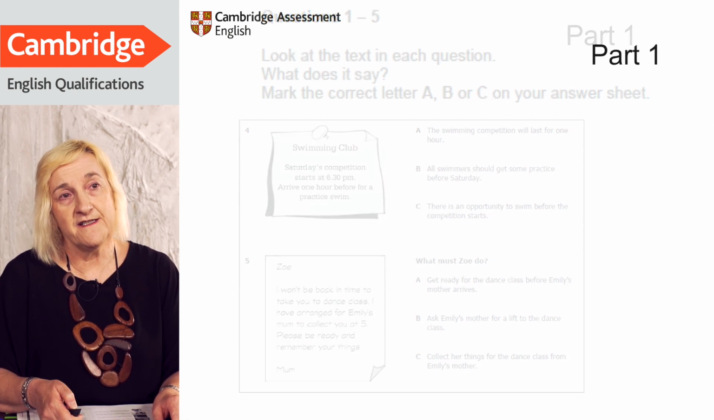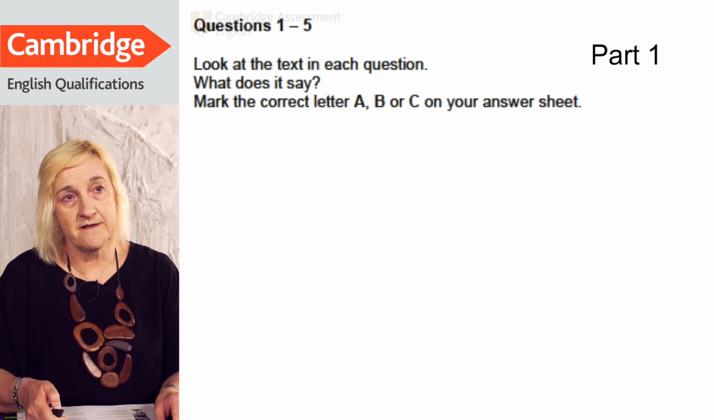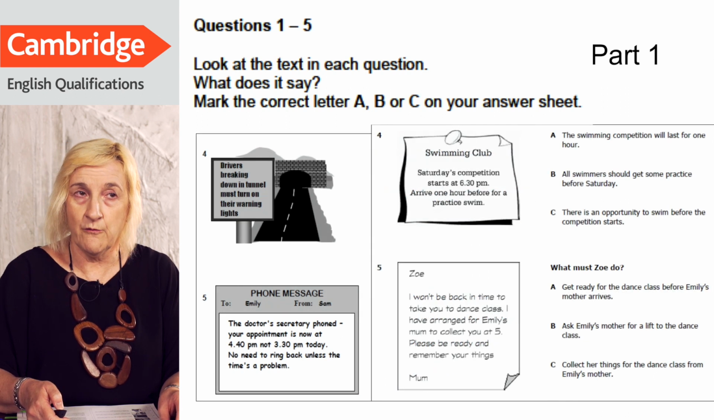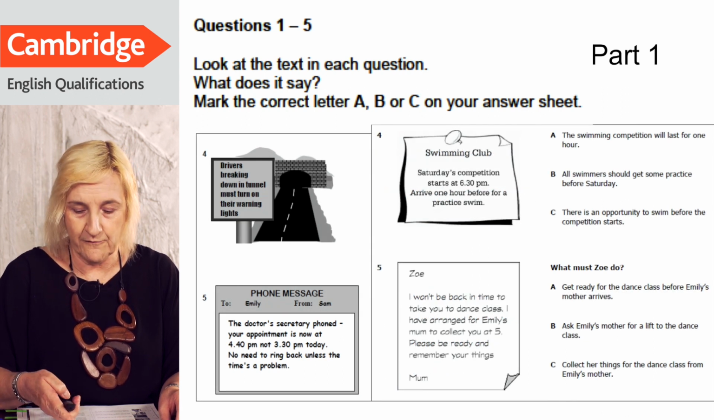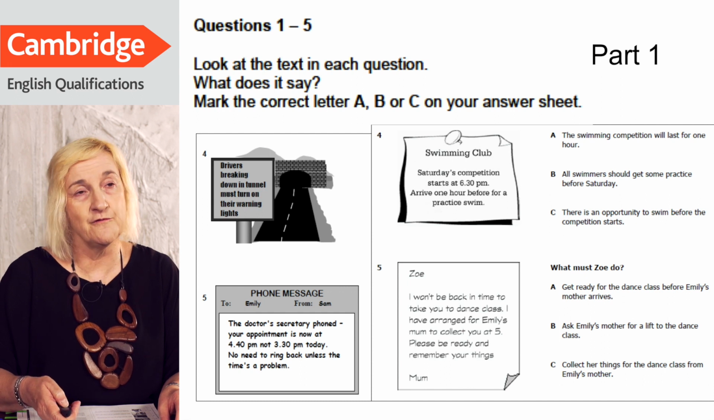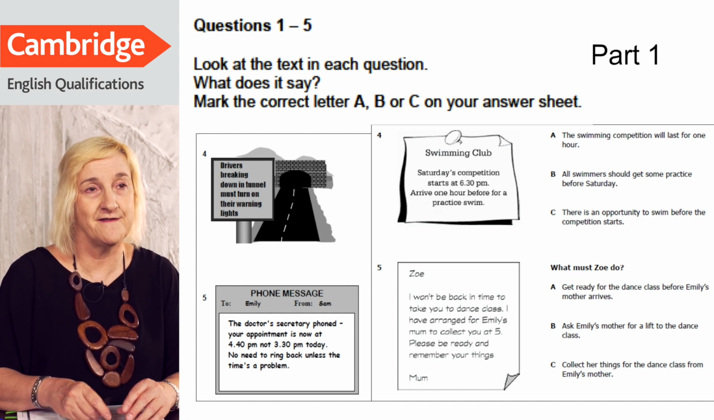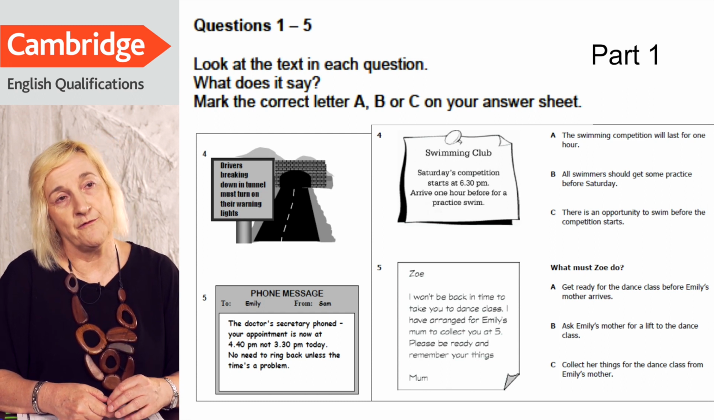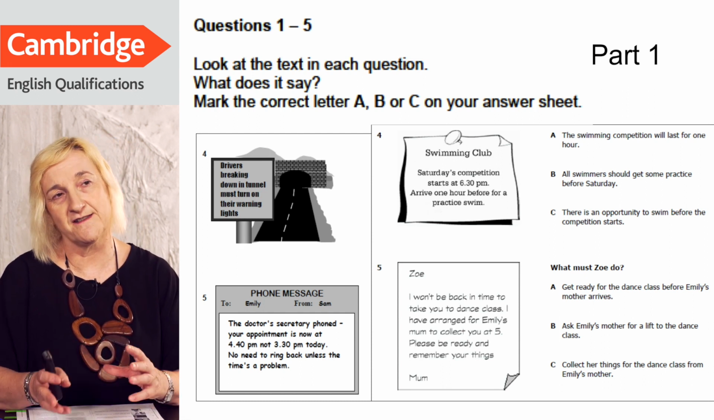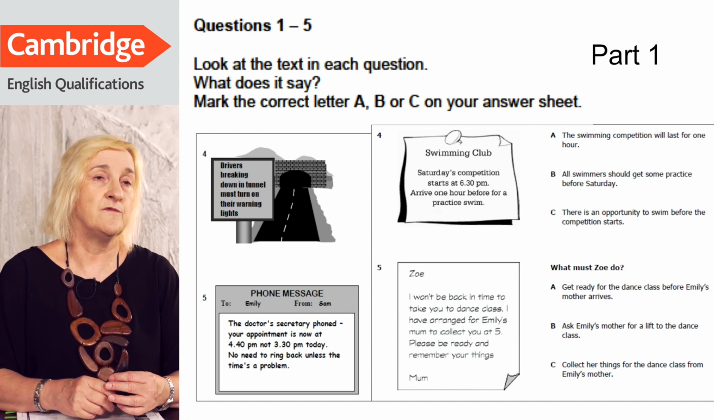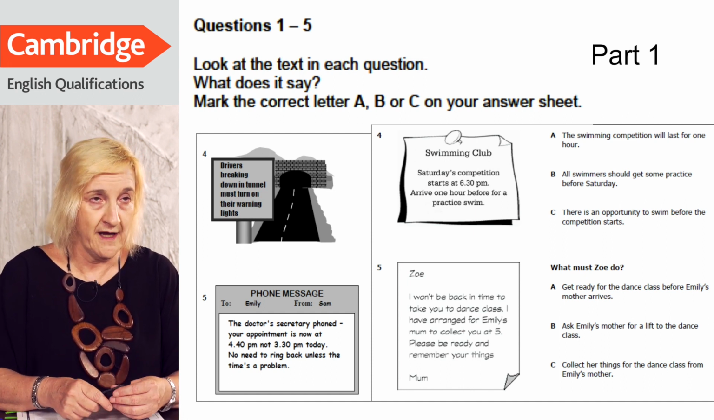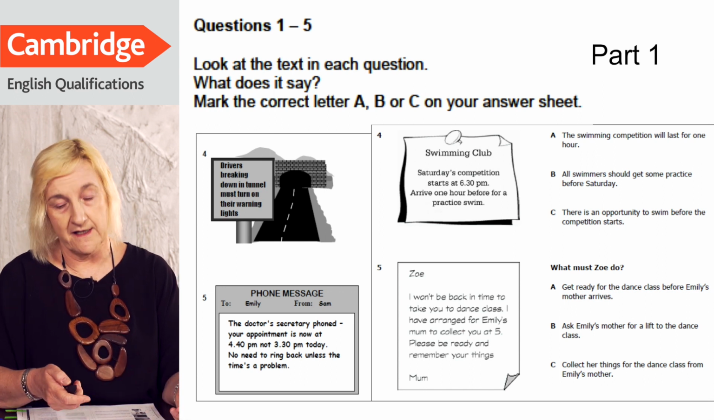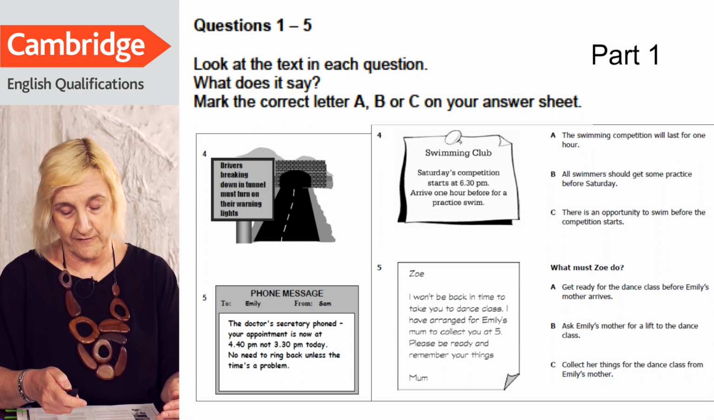Now, we have seen 2 examples, and one of them, of course, is from B1 Preliminary, and one is from B1 Preliminary for schools. You see the one on the left is B1 Preliminary, and the one on the right is B1 Preliminary for schools. So you can just see there's a slight difference in the type of language that we have, which is more appropriate for younger students in the B1 Preliminary for schools.